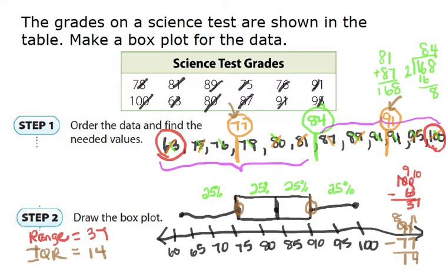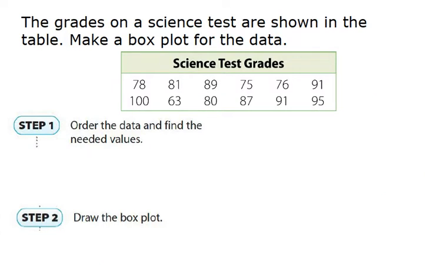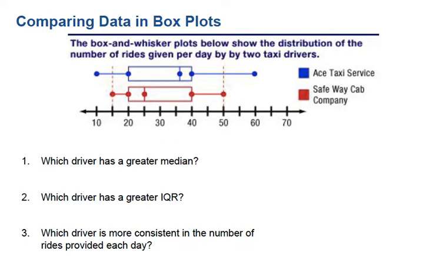Now let's compare some box plots to determine information that we're asked about. Here are 2 box plots that show the distribution of number of rides given per day by two taxi drivers. The blue taxi driver is Ace Taxi Service and Safeway Cab Company is in red. Which driver has a greater median? Well, that's pretty easy to tell because remember, our median is that line that's in the center of the box. So here, Safeway has a median of 25. Ace Taxi looks like it has a median of 37. So Ace Taxi would be our greater median.